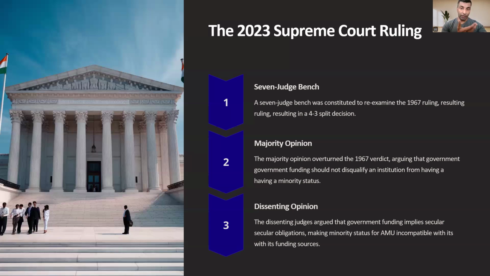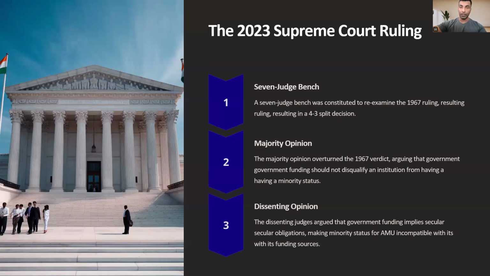Okay, so just because you're getting government funding doesn't mean that you need to disqualify an institution from having a minority status. And the judgment stated that AMU's origin in 1875 served the educational interest of the Muslim community. So when it was established in 1875, it was for the purpose of serving the interest of the Muslim community, and thus the minority character should be preserved. So that's the key point here. So just because government funding is there, that doesn't deprive any institution of having a minority status.